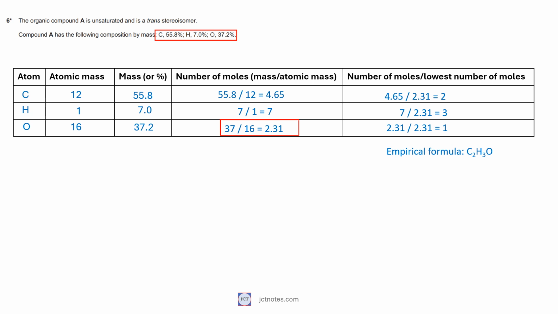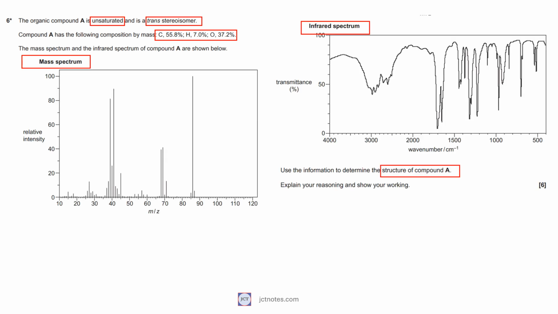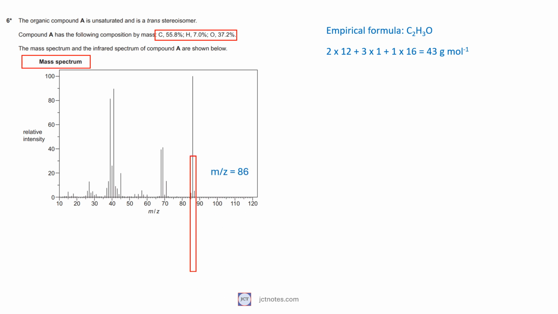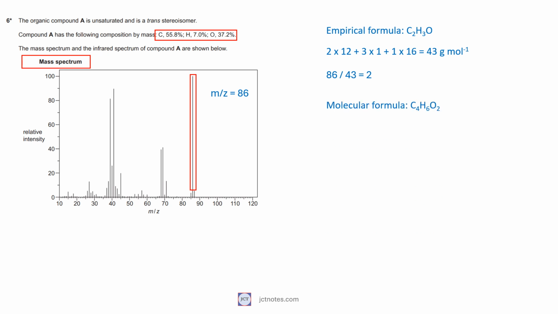Coming back to the original problem, we have the empirical formula C2H3O. Using atomic masses, this formula has a molecular mass of 2 times 12 plus 3 times 1 plus 1 times 16 equals 43. Looking at the mass spectrum, we find that the highest peak appears at m/z 86. The small peak at m/z 87 is the M+1 due to carbon-13. Dividing 86 from the mass spectrum by 43 from the empirical mass, we have 2. This means that the molecular formula is double the empirical formula, that is C4H6O2.